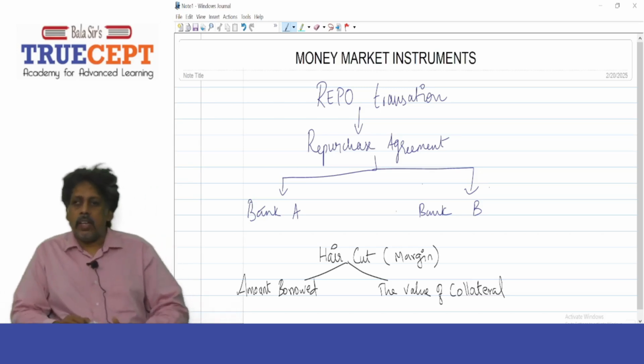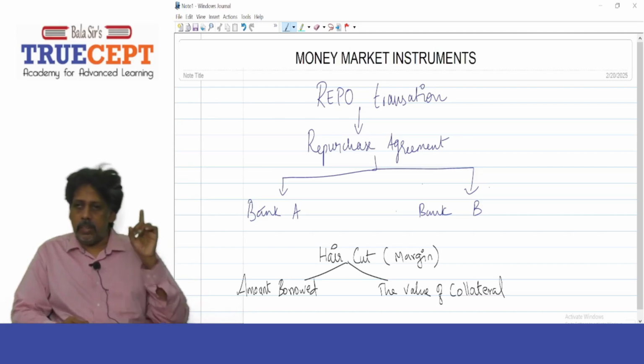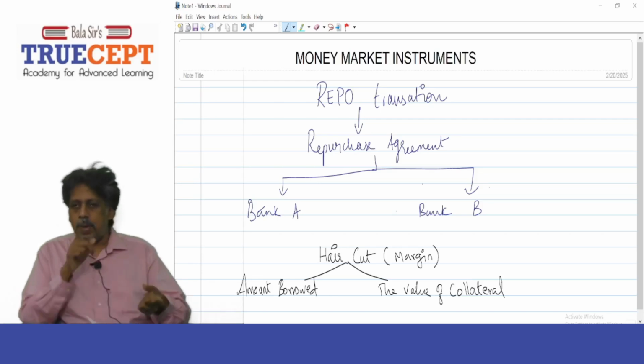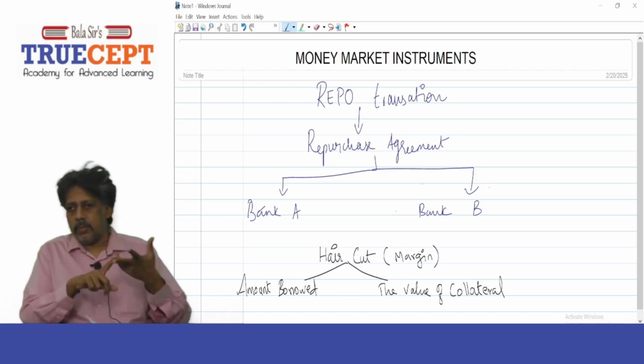Now what exactly is a repo transaction? Just see the screen. It is nothing but a repurchase agreement. Now how does it work?